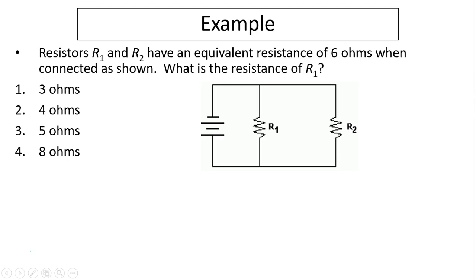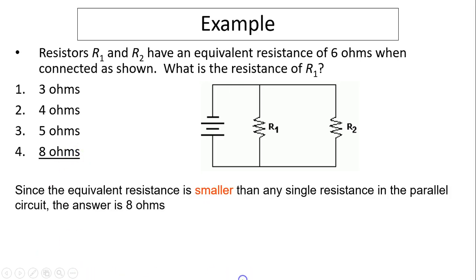Let's take a look at this example. Resistors R1, R2 have an equivalent resistance of 6 ohms when connected as shown. What is the resistance R1? So we know total is 6. Equivalent resistance is less than any single resistance. So a single one, R1 or R2, has to be bigger than 6. Out of your multiple choice, only one of them is bigger than 6. So that's the only possible answer, 8.